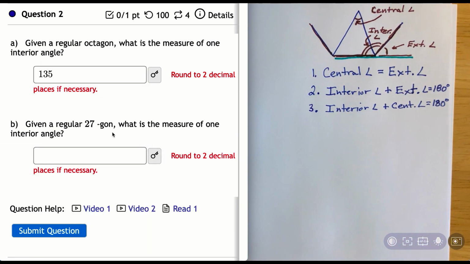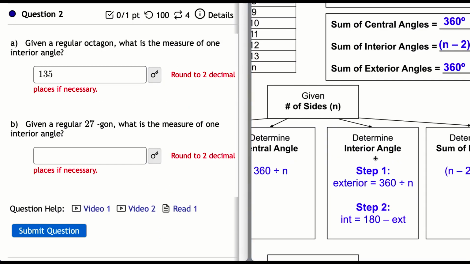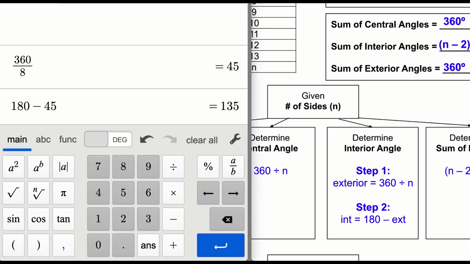Next, it talks about a 27-sided polygon. That's a lot of sides. What is the measure of one interior angle? Well, again, if you know the number of sides, let's go to our note sheet here. I know the number of sides and I want to find an interior angle the same way I did the previous one. So let's go to our calculator and do the same thing again.